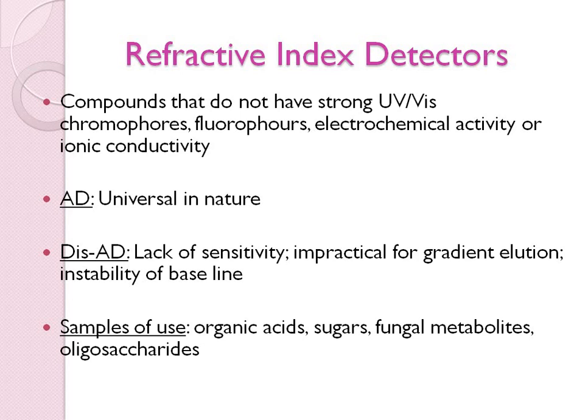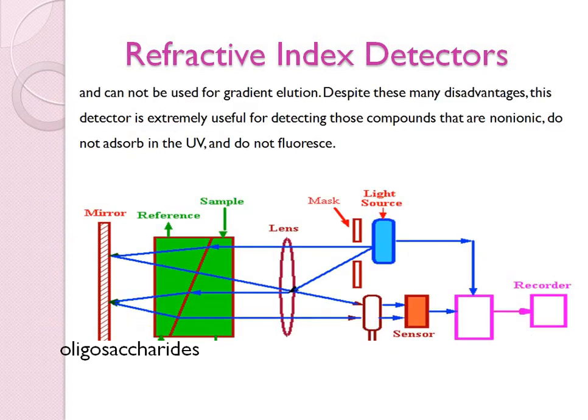Compounds that do not have a strong UV-visible chromophore or fluorophore, or electrochemical activity or ionic conductivity, are measured by using the refractive index detector. Its advantage is that it is universal in nature. The disadvantage is its lack of sensitivity. It is impractical for gradient elution, and instability of the baseline is obtained. The samples we can analyze are organic acids, sugars, fungal metabolites, and oligosaccharides.